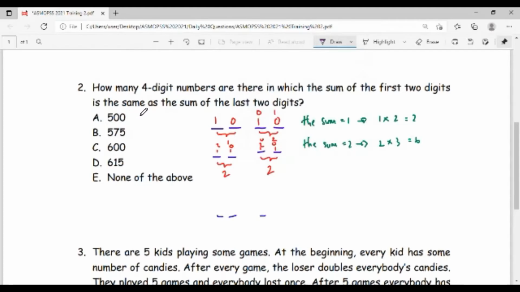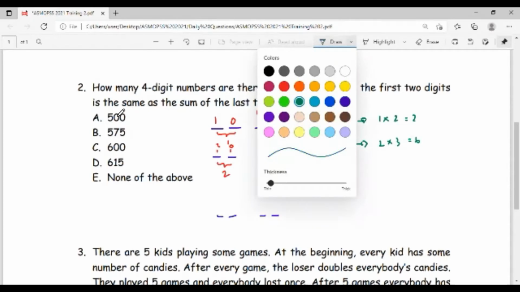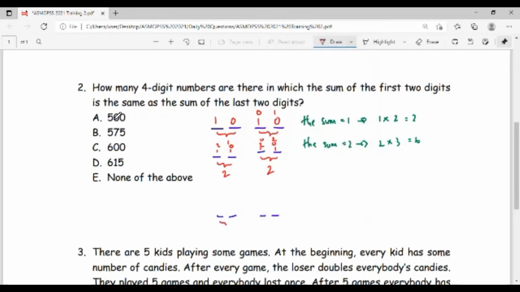Okay, now we're working on finding the sum of 3. When the sum is 3, there are even more possibilities because it can be 1, 2, or 2, 1, or 3, 0. It cannot be 0, 3, right? A number doesn't start with a 0. While the possibilities here can be 1, 2, 2, 1, 3, 0, or 0, 3. Because we still involve the digit 0, the number of possibilities in the second group, the last 2 digits, is always one more.